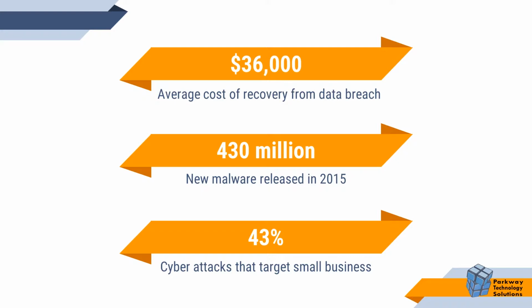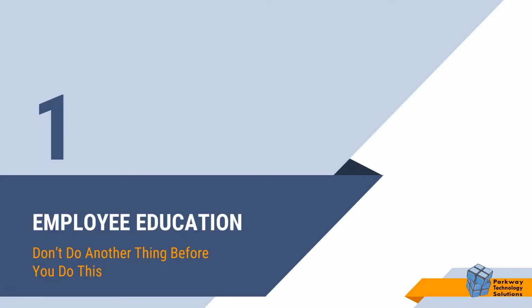So what do we do? Let's begin with the most important thing for cybersecurity, and that's employee education. It says it right there in the subtitle. Don't do another thing before you do this. This is absolutely the most important thing. People ask me all the time, they think I'm going to say something like antivirus, firewall, some sort of fancy security appliance or something like that. And those sorts of things are great. In fact, antivirus and a firewall we'll talk about here in a minute as being essential.